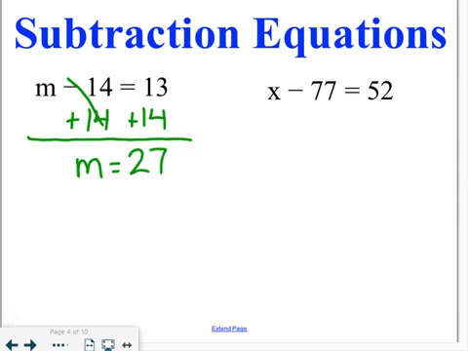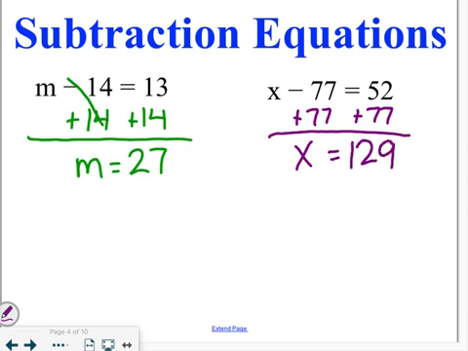Same thing with our next example, x minus 77 is equal to 52. Inversing to move it to the opposite side, we end up with an answer of x is equal to 129. So in order to undo addition, we use subtraction. In order to undo subtraction, we use addition.